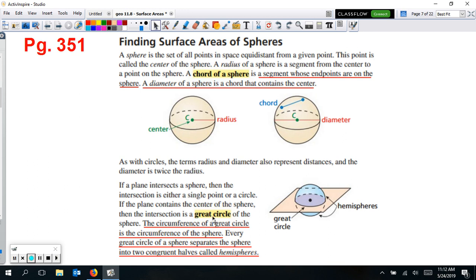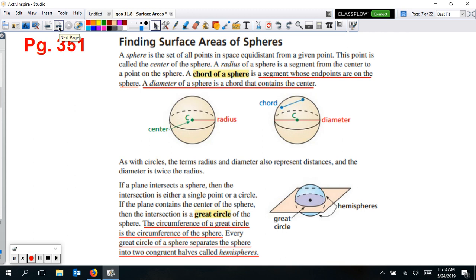Then we have this thing called the great circle. You're doing this all on page 351 in your vocabulary. Basically a great circle is where a plane cuts the sphere into two equal halves, two equal hemispheres. You might want to write down, this is important, that the circumference of a great circle is the circumference of the sphere. Whatever this cross section is, its circumference would be the actual circumference of the sphere. This cuts it into two congruent halves called hemispheres, and our Earth is the same way. The equator cuts the Earth into two equal halves.